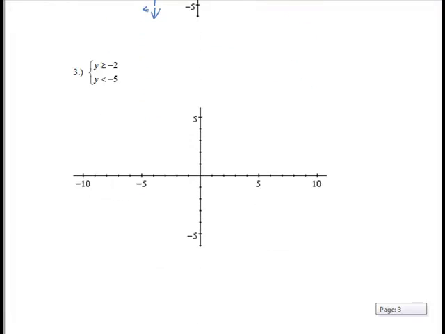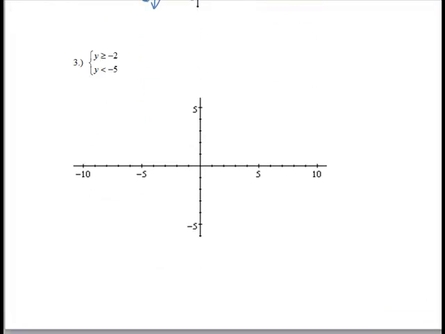And example 3, system of two linear inequalities. In this case, you only have the variable y, so they're both going to be horizontal lines. The first one, a solid horizontal line through -2, and all the values greater than it will lie above it. The second one, y is less than -5, so a dotted horizontal line through -5, all the values less than it.